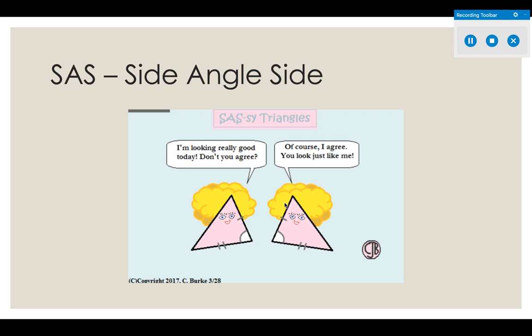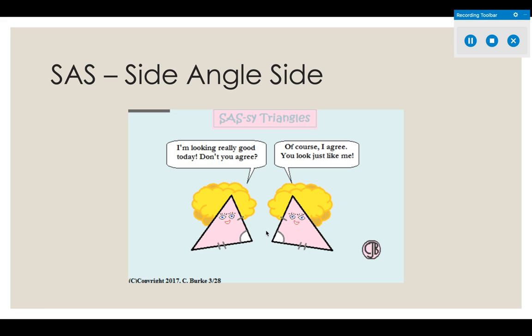Next, we have our side angle side theorem. So this one is kind of similar to the last one in that we need to have something in between the other 2 things. So here we can see that we need a side and an angle in between the 2 sides and another side that are congruent.